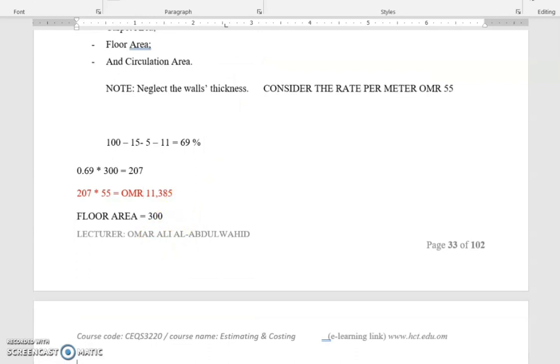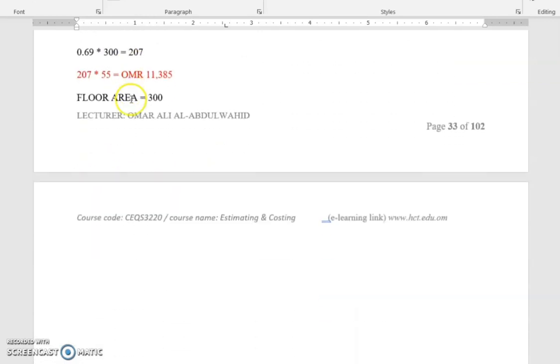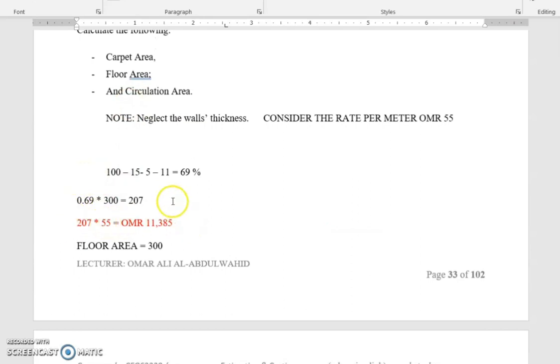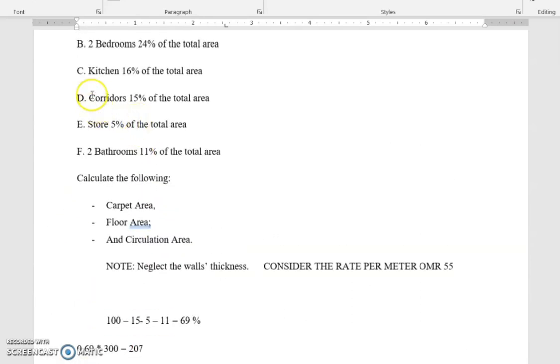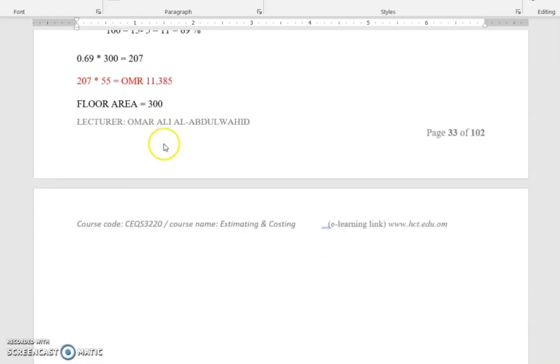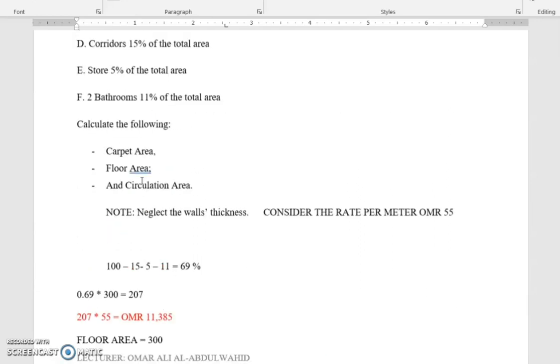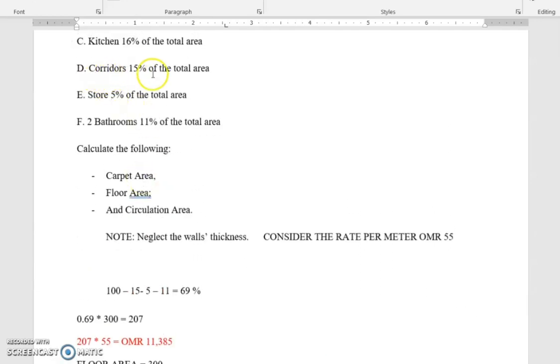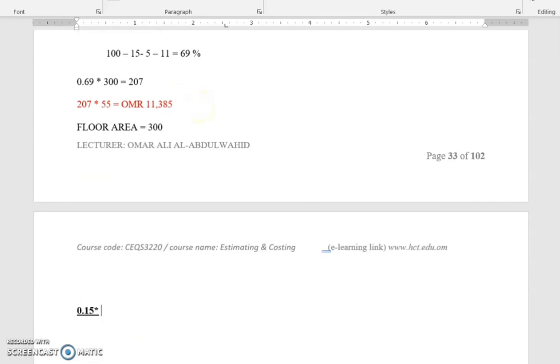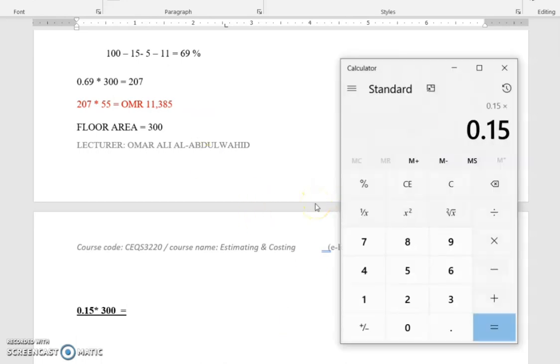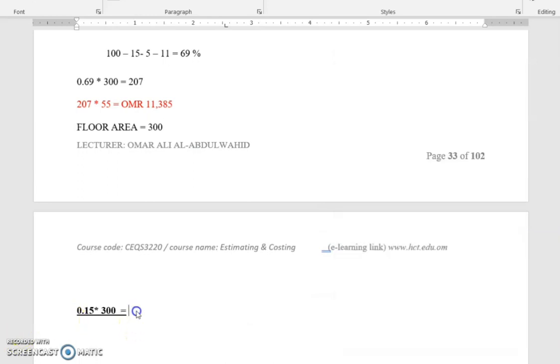طيب المسألة الأخرى يريد منك السيركوليشن اريا. السيركوليشن اريا قلنا هي عبارة عن الكوريدورز، المسافات اللي أنت تتحرك بها، سواء كانت كوريدورز، سواء كانت انترنسز، سواء كانت ليفت، سواء كانت ستيركيز. فالسيركوليشن اريا كم تمثل من المساحة؟ Circulation area corridors 15%، يعني راح تقول 15% into 300. نطلعها بالكالكوليتر. 15% into 300 ايش يساوي؟ 45 متر مربع.